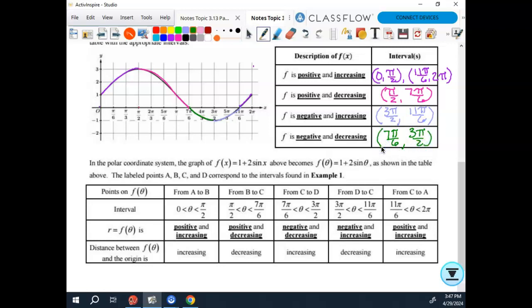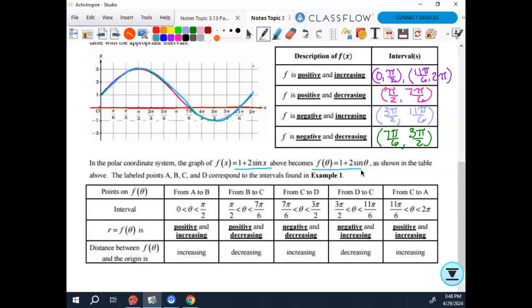Okay. So what I was saying on the other graph, when we are looking for the distance between r equals f of theta and the origin, think of this curve as r equals f of theta and this line as the origin. So here we are getting farther away from there, then we're getting closer, then we're getting farther away again, then we're getting closer, then we're getting farther away. Okay? So this says, in the polar coordinate system, the graph of this function becomes this graph as shown in the table. The labeled points A, B, C, and D correspond to the intervals from example 1.